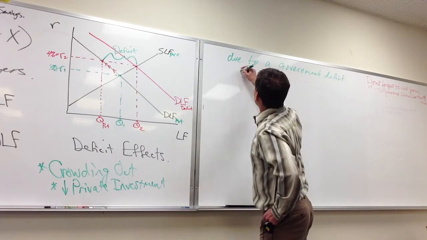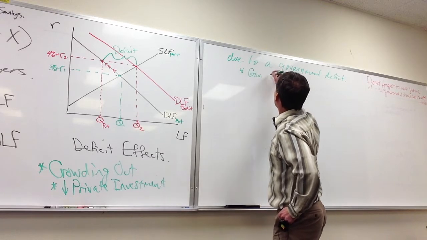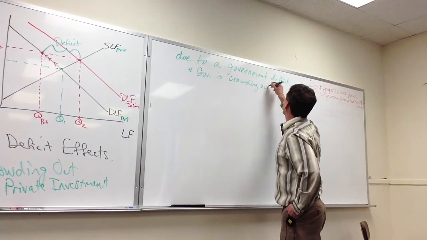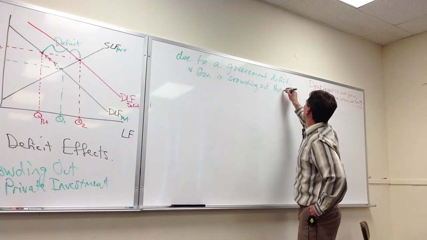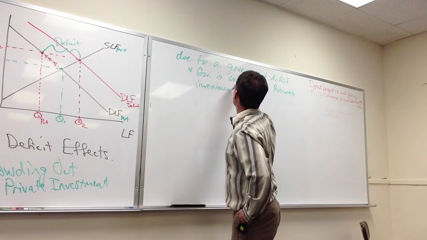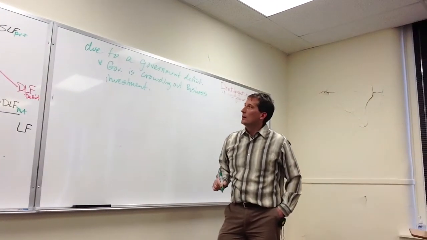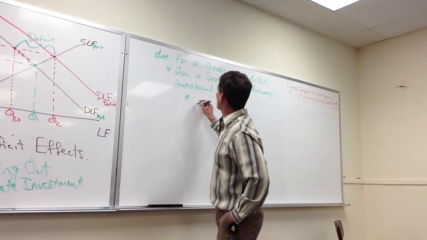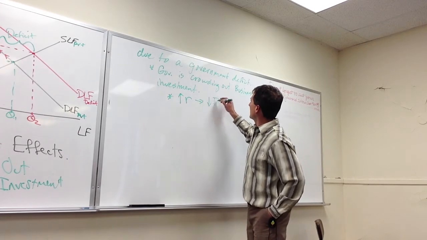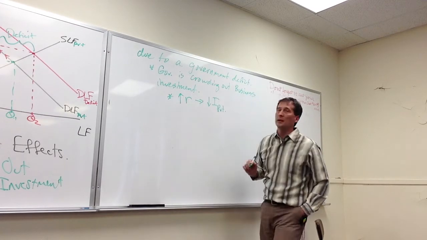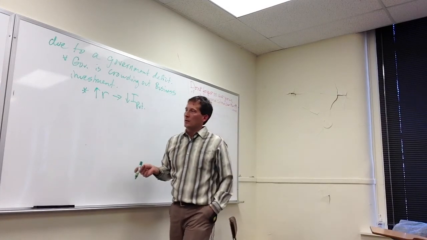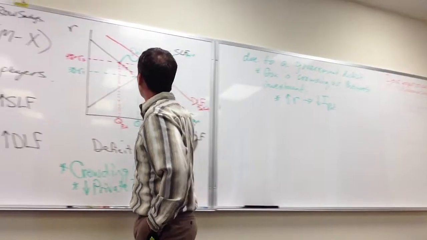Essentially, the government is crowding out business investment. There's an increase in the interest rates, which leads to a decrease in private investment. That's the crowding out phenomenon. And that's what we're seeing here with this picture.